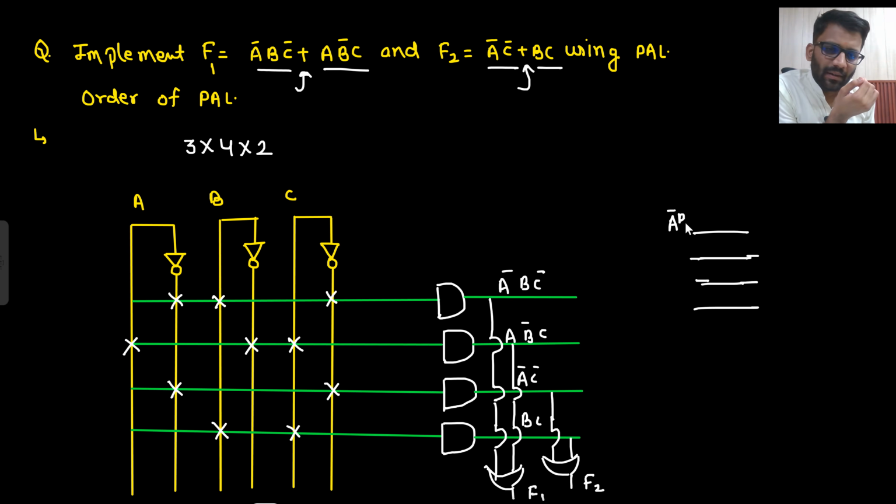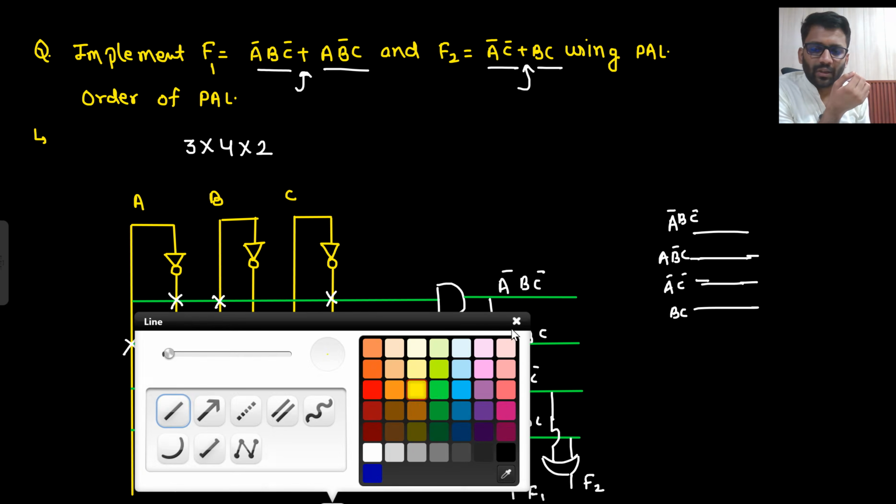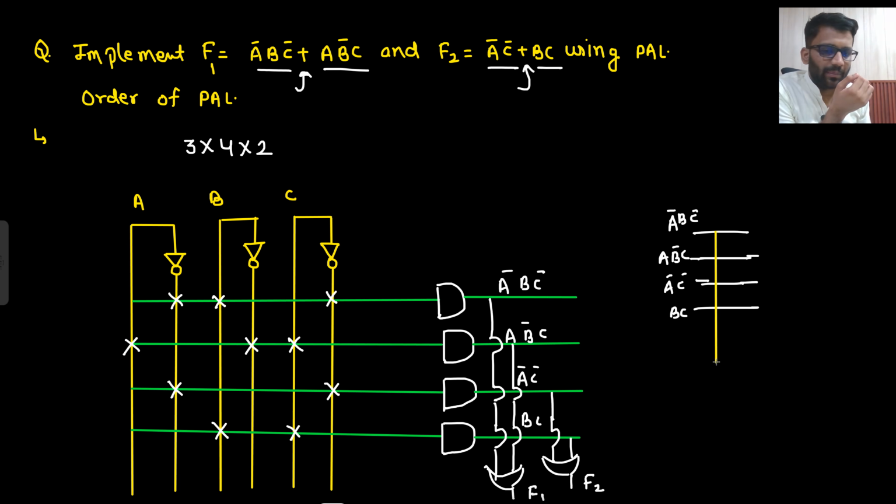I am having these values, right? A bar B C bar, A B bar C, A bar C bar, B C. They can give the output in this manner as well. In what manner? They will make a straight line, another straight line, and they will make an OR gate. And what I need, they will just make a dot here, and in this one they will make a dot here.